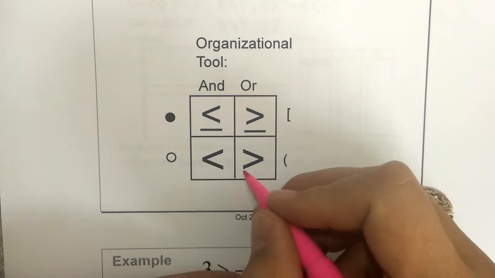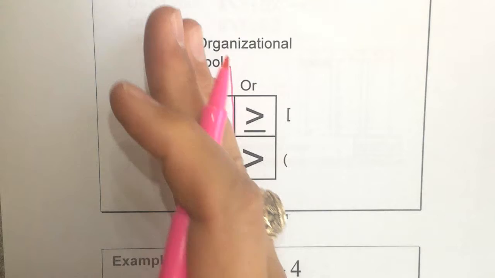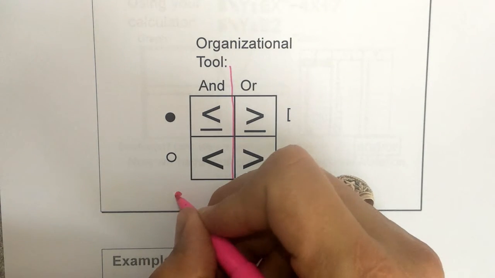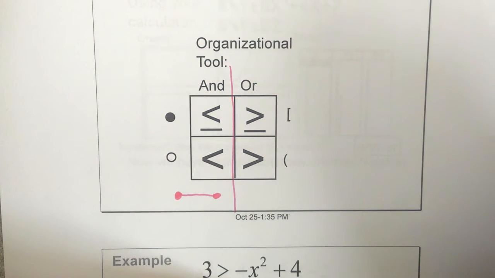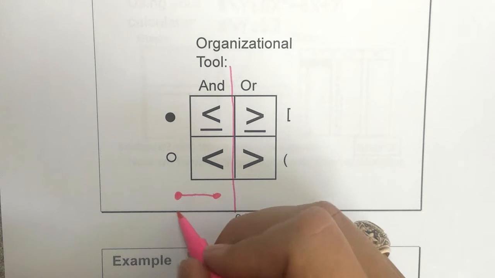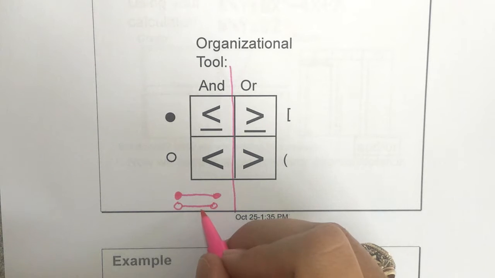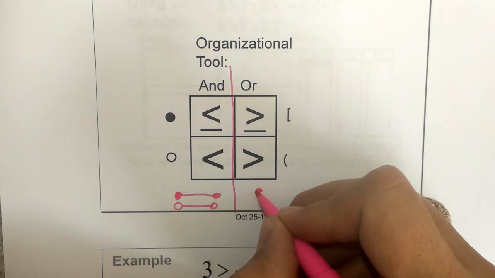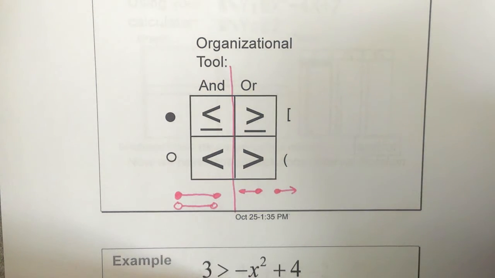I would like to add one more thing to each column. Now, these columns are separated like this. Everything over here is and, everything over here is or. In the and, your number line is going to look like that. Everything between 2 numbers. Or I guess it could also be written like that. Everything between 2 numbers. Our or means that it can be anything over there or anything over here.